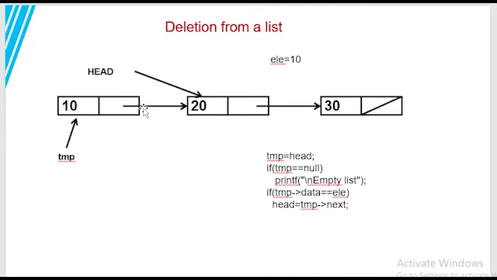Then this temp of data is equal to element. This is the element now. So this is moved here, and temp of next is this one, and the next pointer is considered as the head.